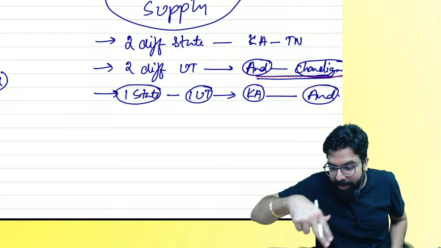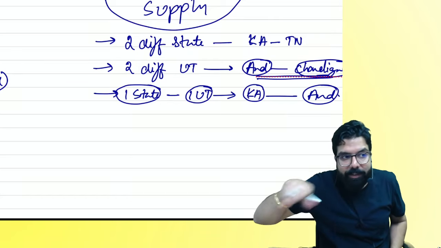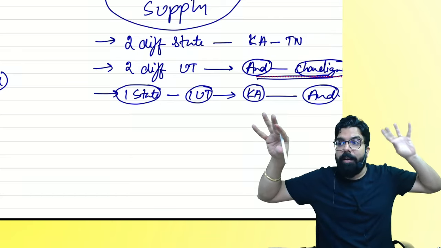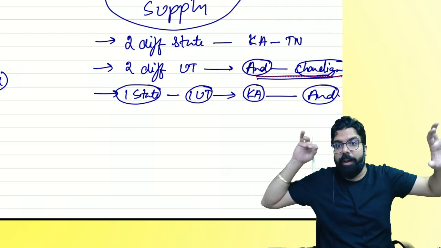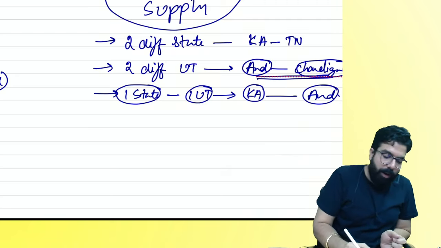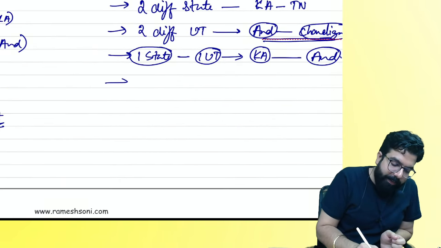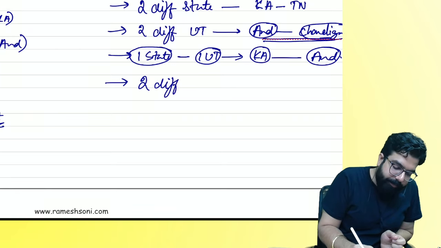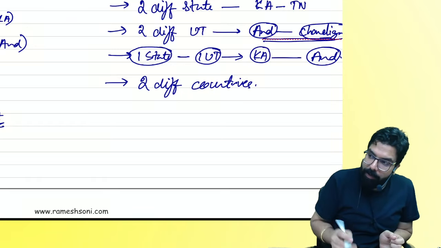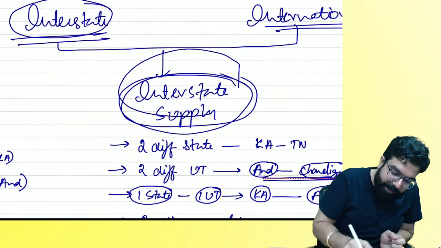Is it within the state, within the UT, or a different state? One state, two different states, two different UTs, one state, one UT. We'll always call it inter. If it is two different countries? International is also interstate supply only in GST.